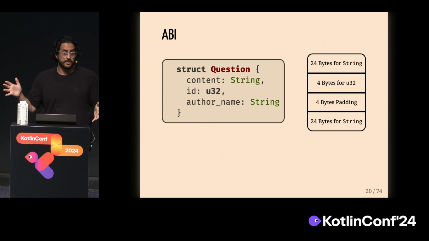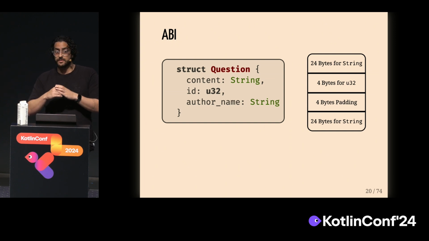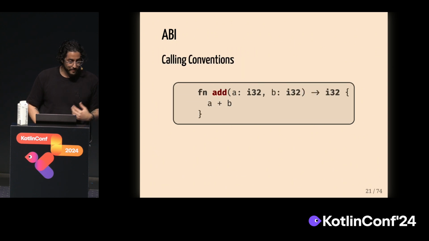It doesn't have to be this way. That's really the core idea of the ABI: it's enforced by the compiler, so that when a part of the machine code writes a value, it writes it this way, and it reads it the exact same way. So the other part we talked about is calling conventions.